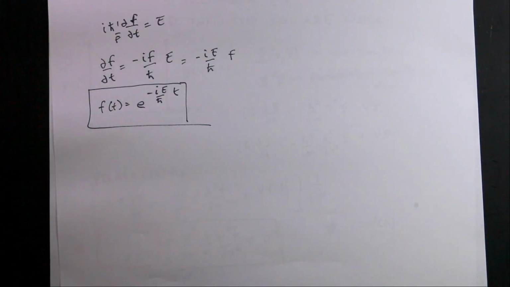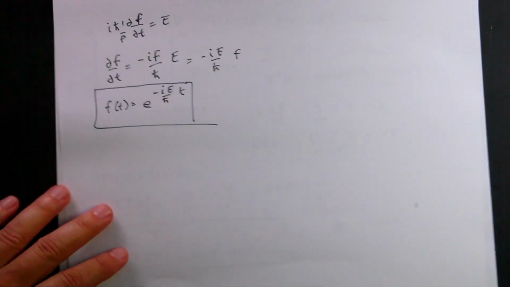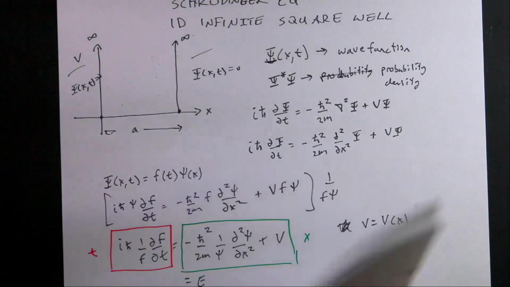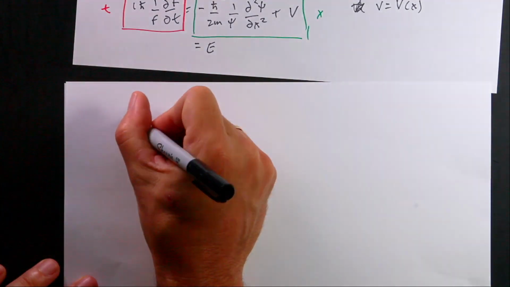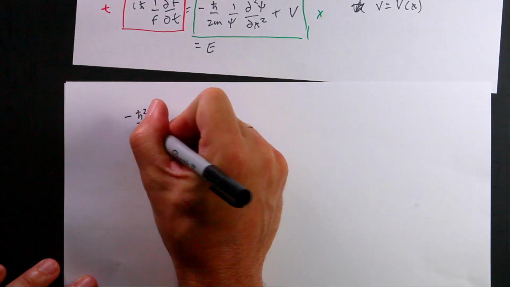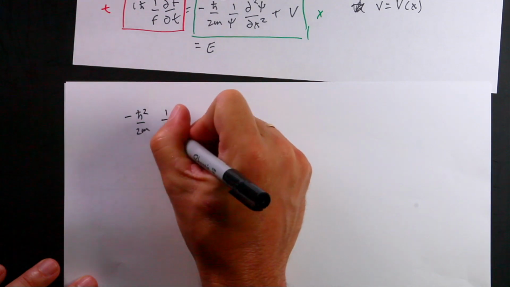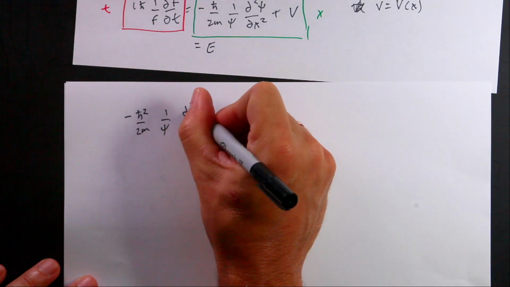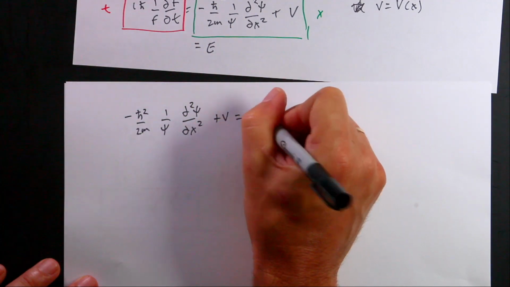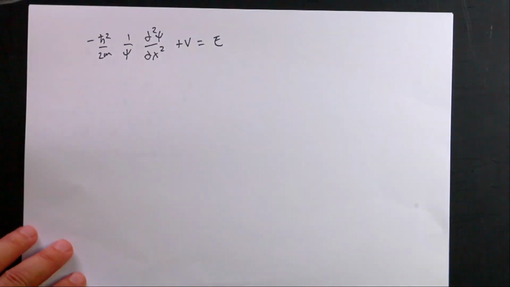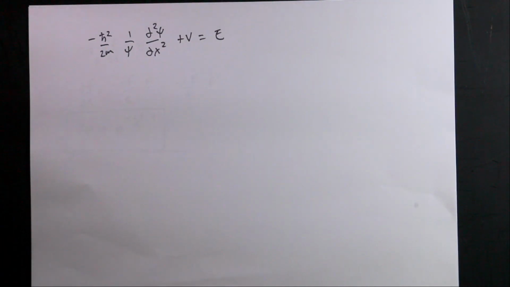Okay, now let's go to the space part. I'm going to go ahead and start on a new page just because I know it's going to get messy. So I'm going to rewrite this equation right here. I have negative h bar squared over 2m, 1 over psi, second partial of psi with respect to x, plus v equals E. Okay, now I need to solve that.